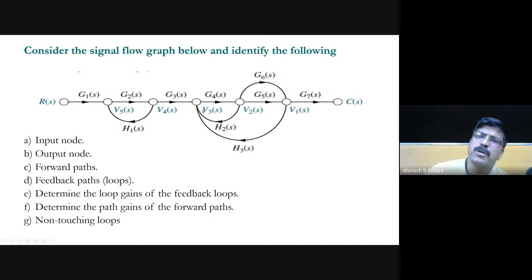Okay. Now out of these three loops, this loop G4 and H2 and this G4, G5 and H3, they are having a common node, so they are touching each other. But see that this loop L1, if you consider G2 multiplied by H1 and G4 multiplied by H2, these two loops are not touching each other because they don't have a common node, right? So these two loops are considered as two non-touching loops, G2 multiplied by H1 and G4 multiplied by H2, right? Or even G2 multiplied by H1 and G4, G5 and H3, this combination is also considered as two non-touching loops, right? I hope that you have understood the concept of non-touching loops, right?